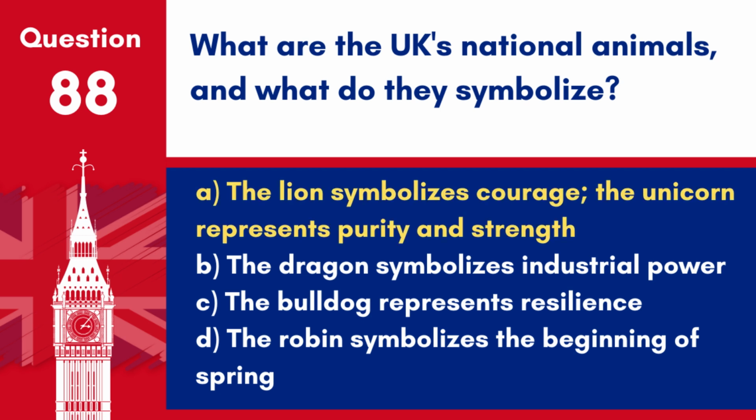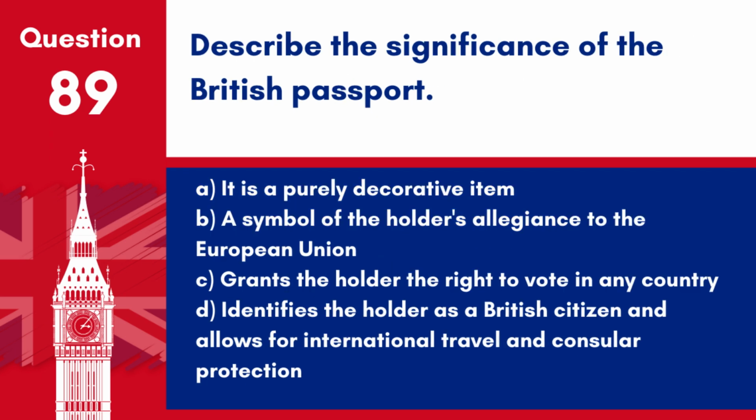Answer: A. The lion symbolizes courage. The unicorn represents purity and strength. These symbols are part of the heraldic arms and reflect qualities valued in British culture. Question 89. Describe the significance of the British passport.